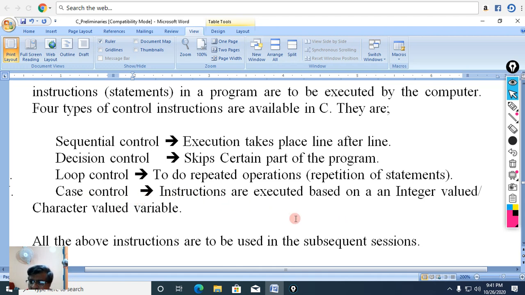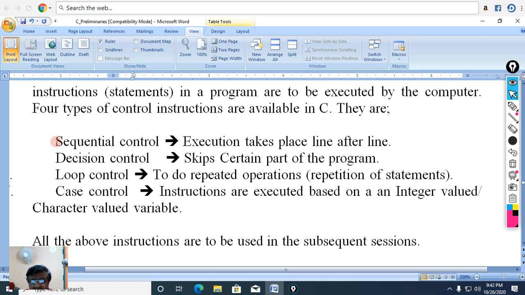This construct will help us to execute the instructions based on an integer value or character valued variable. I repeat, the case control construct or switch control construct is another construct available, like a sentence, which executes instructions based on an integer variable and a character variable receiving many values, and depending on the value it receives, we should execute certain statements. These things will be explained.